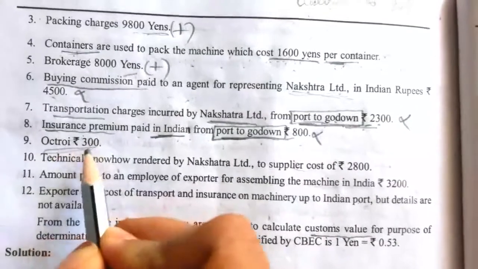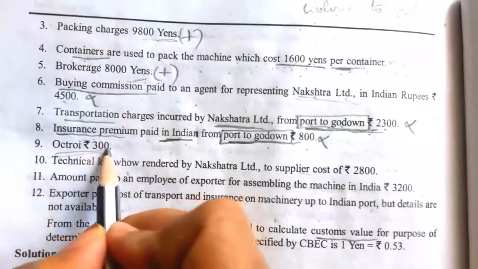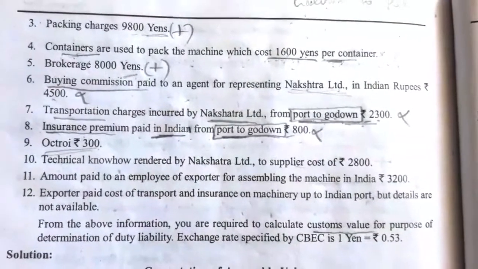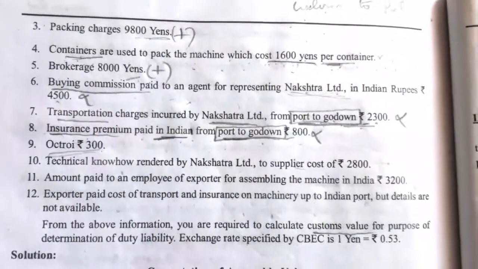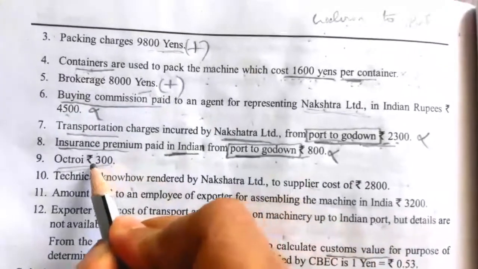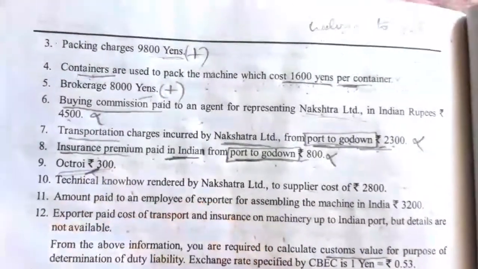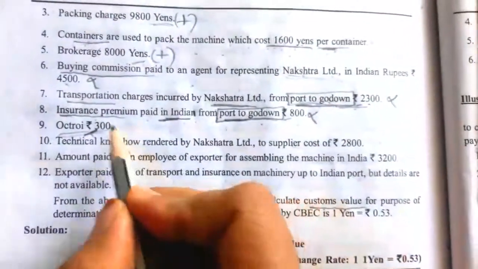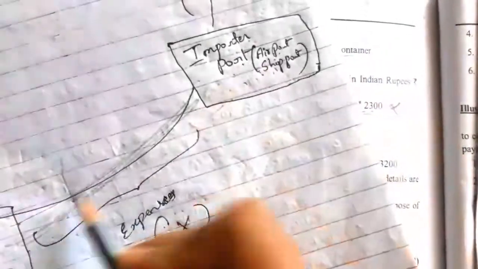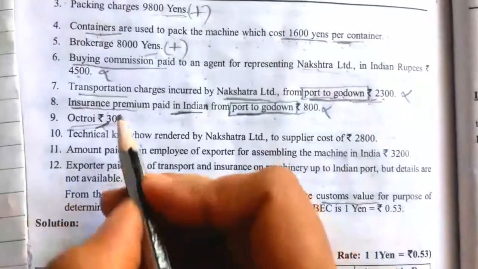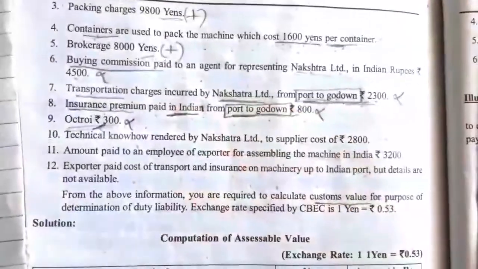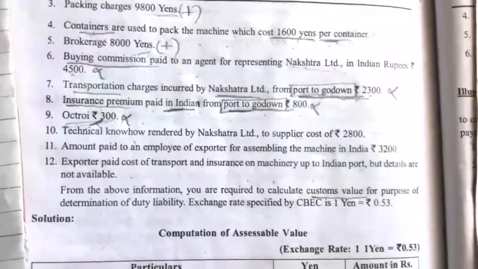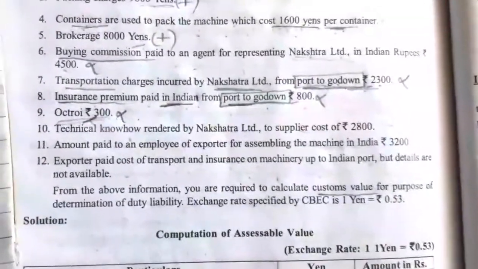Then octroi. Octroi is nothing but an entry tax. It is a kind of entry tax levied in India. So this is an entry tax levied after import. After import, while traveling, an entry tax will be levied to enter any city. So that should not be taken, because octroi is incurred after import. It is a tax levied in India, so it should not be taken. But at present octroi taxes are not there. It is abolished. It is subsumed in GST.